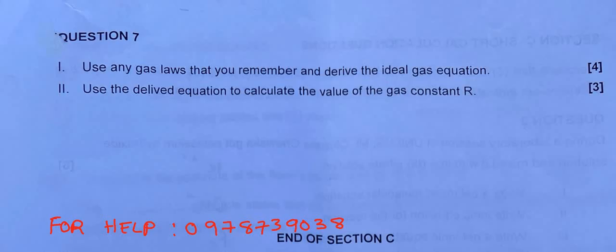Then the second part of the question, they're asking us to use the derived equation to calculate the value of the gas constant R. So there are no other conditions that were stated, so we know to say PV is equal to nRT. We're looking for R, so we're simply going to use something like this, meaning R is equal to PV divided by nT. And to do that, we're going to take a case where we're looking at the conditions. So this is part B.